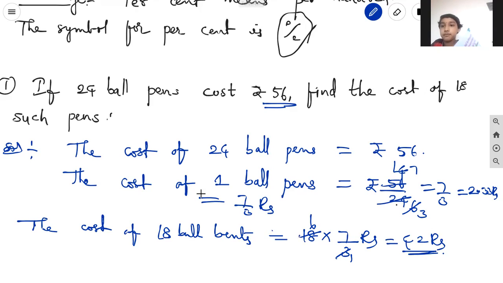Okay, this is the way. First we find out the per unit. Per unit means the cost of the one article. We can find out anything. First we find out the one ball pen cost, meaning total cost divided by number of articles. We get the unit rate, that is nothing but the cost of one article. Then we multiply what they are asking, the unit rate into the number of articles.